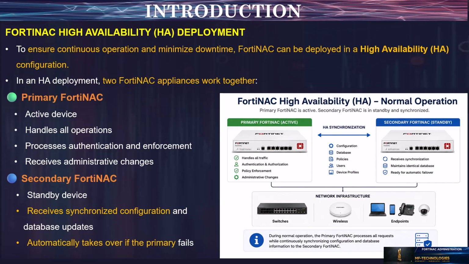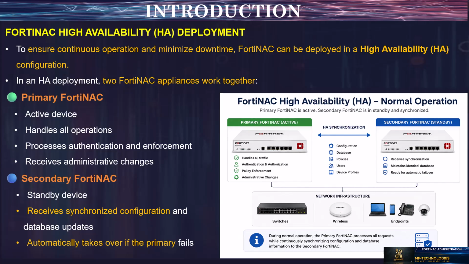In a high availability deployment, two Fortinac appliances work together. The first appliance is the primary server. This is the active system that handles all production traffic, device discovery, authentication requests, policy enforcement, and administrator configuration changes. The second appliance is the secondary server. Under normal conditions, it remains in standby mode. However, it continuously receives synchronized configuration, updates, and database information from the primary server.